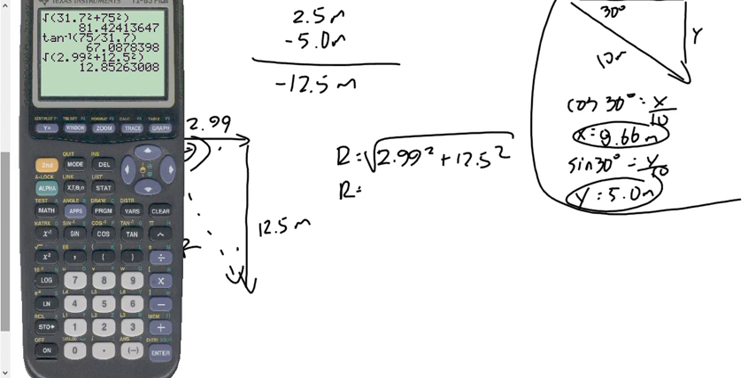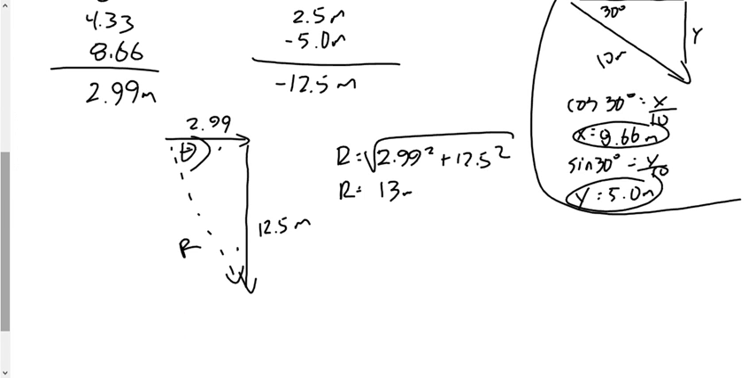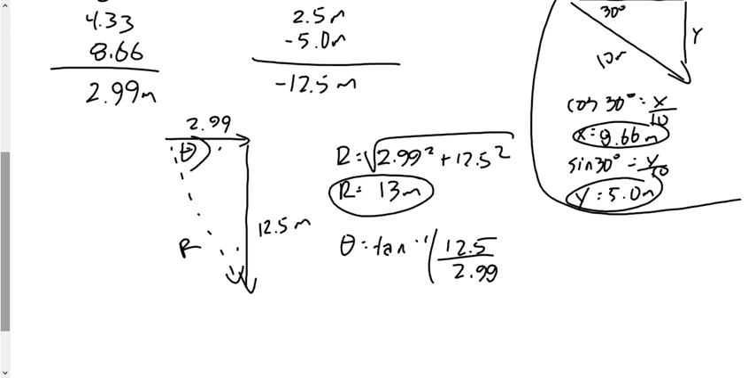$12.9. We're going to make that 2 digits, 13 meters. That's the magnitude of the resultant. But we got to find the angle as well. The inverse tan of opposite over adjacent.